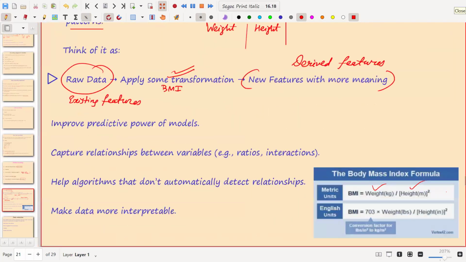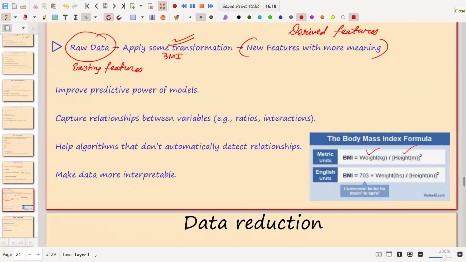You can see it captures the relationship between variables. It makes data more interpretable also. Instead of looking at weight and height separately, asking is the weight high, is the height more, and doing it manually, just one transformation can help you understand a lot of different features. So this is known as derived features, right? Fine.